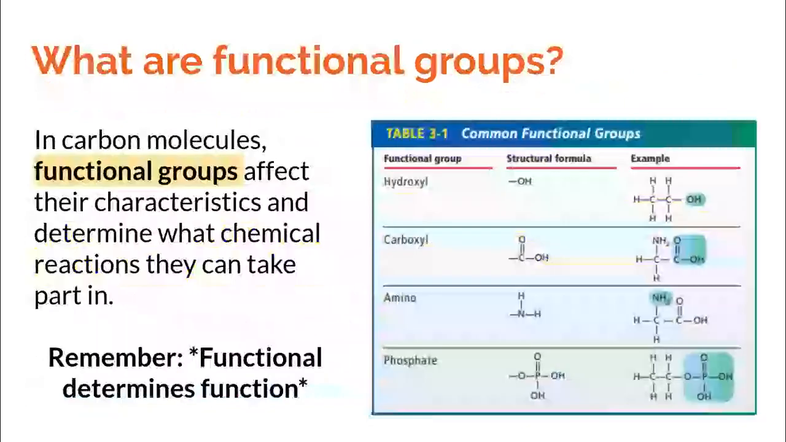Off of these carbon backbones, we can connect different functional groups. So these are extra pieces that connect to the carbons and the hydrogens that give the molecules special characteristics or allow them to react in a certain way and do a certain job.